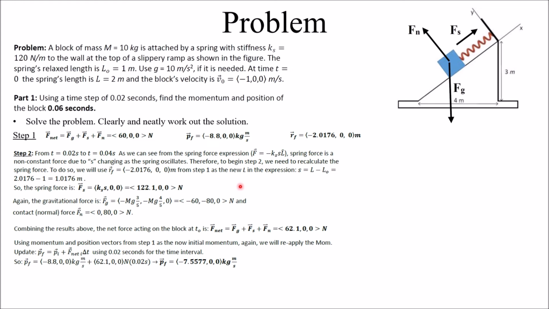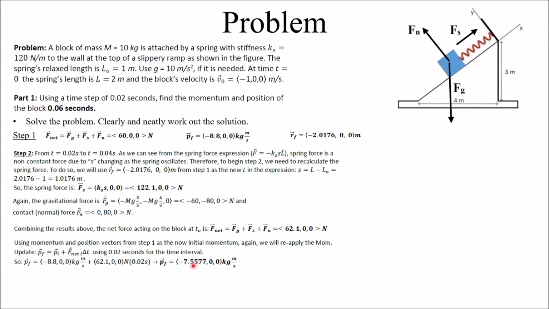We end up with a final momentum of -7.5577. Notice how that is just a little bit less in magnitude than what we had before. In other words, it's slowing down. It's still moving down the ramp, but the net force is in the upward direction. So we're slowing down as we go down the ramp, and we really don't want to be going down the ramp anymore due to our net force up the ramp.